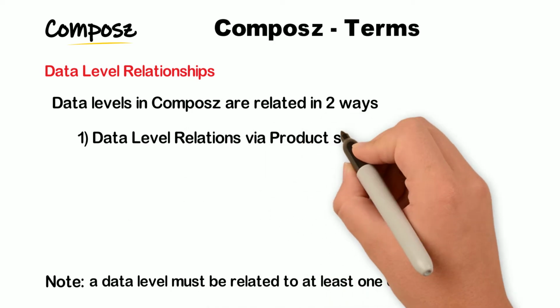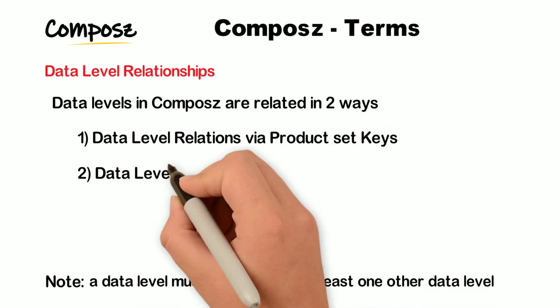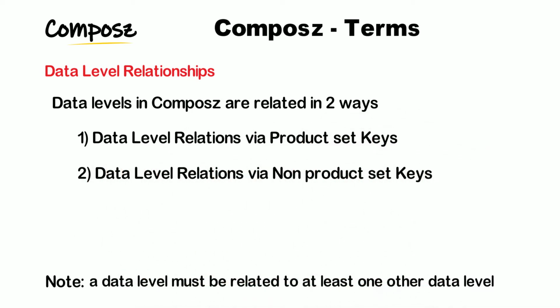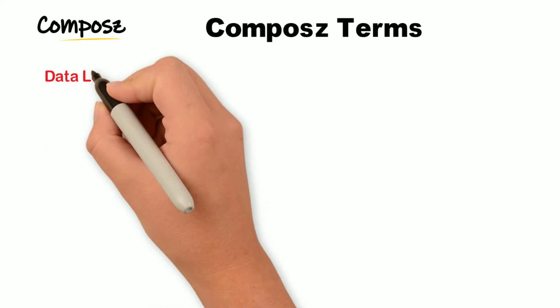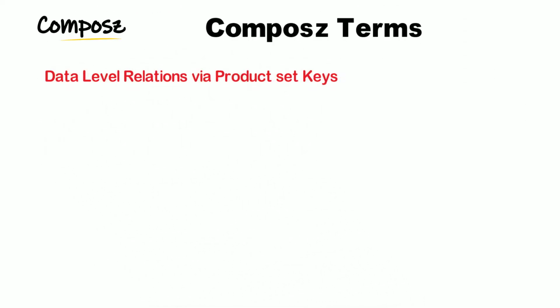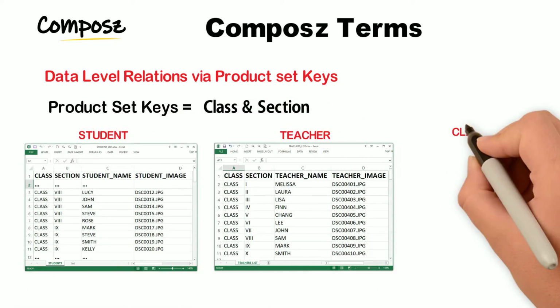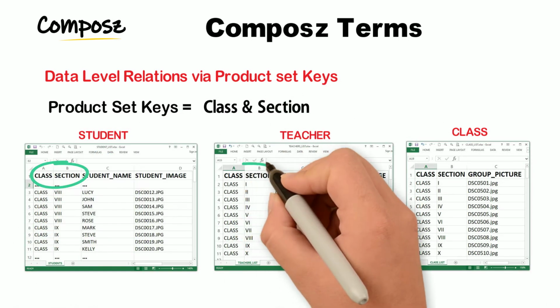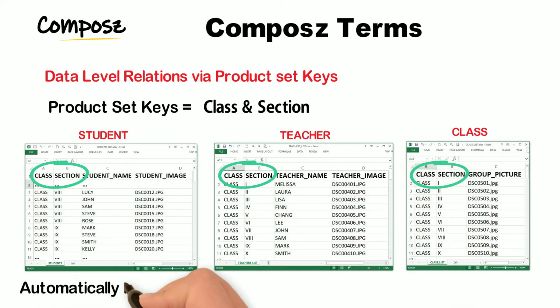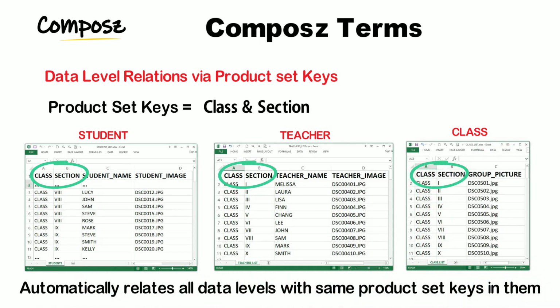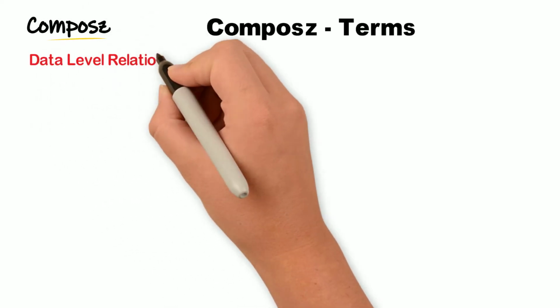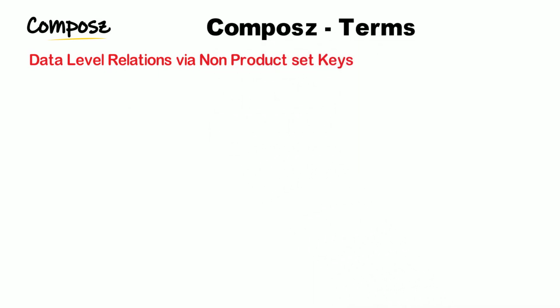Data level relations via product set keys. 2. Data level relations via non-product set keys. Let's see what is data level relations via product set keys. It simply means if a data level has product set key attributes defined in them, then that data level will be automatically related to all other data levels which have product set keys in them. Next, let's see what is data level relations via non-product set keys.